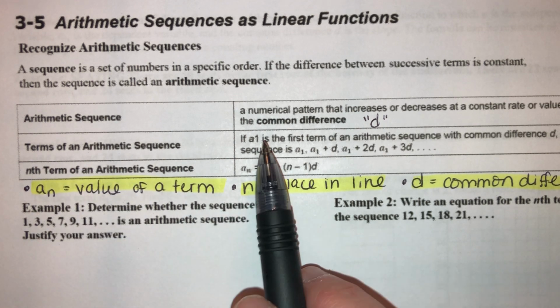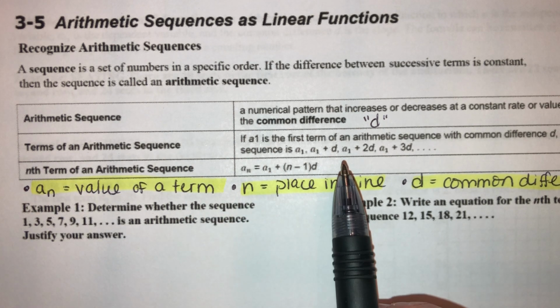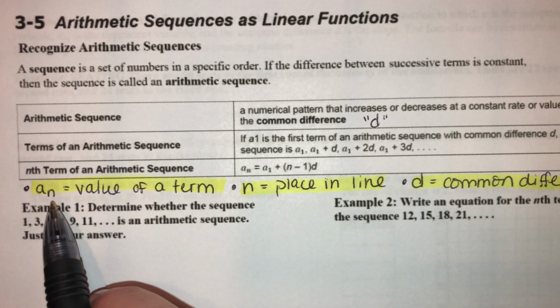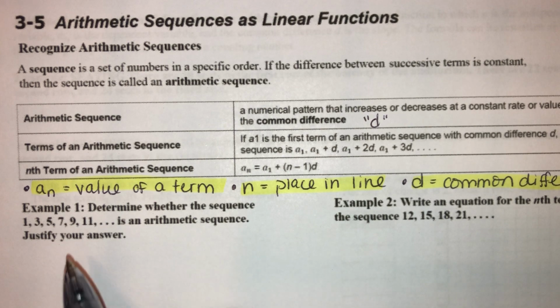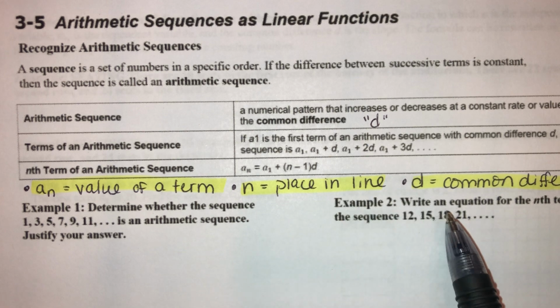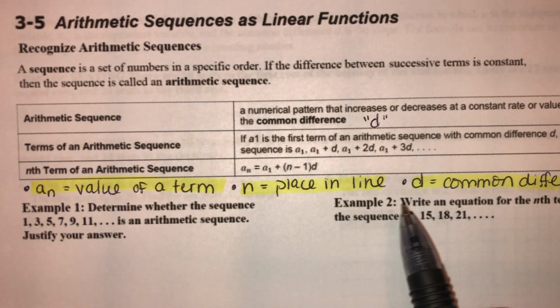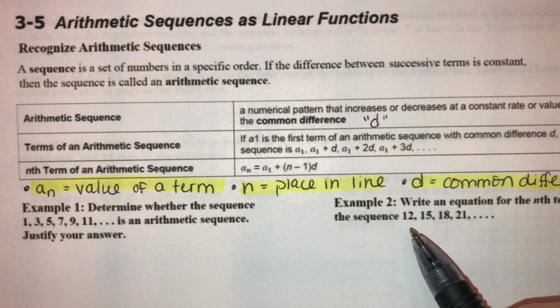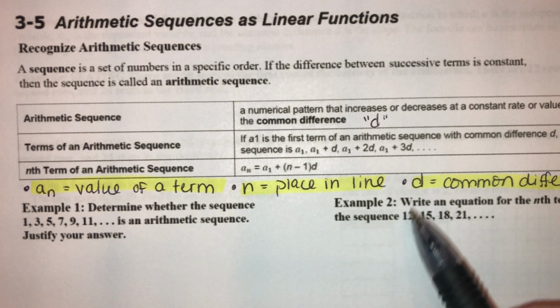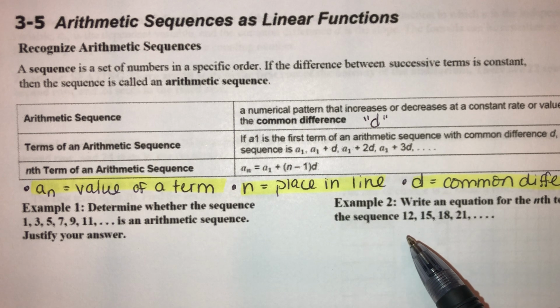Terms of an arithmetic sequence, we have A1, D, N, or A N, right? So A sub N is the value of a term. N is the place it is in line. So for instance, these numbers down here, the first number in line is 12. So A1, it's the first number in line, would equal 12. The 1, N equals 1, tells us that it's the first number in line. A sub 1 tells us what that number is, it's 12.